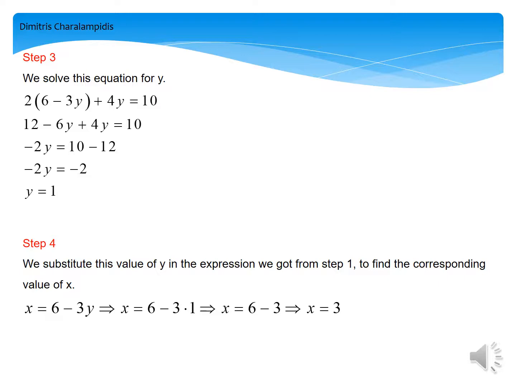In step 4, we must substitute this value of y in the expression we got from step 1 to find the corresponding value of x. Remember that the expression we got from step 1 was the one that was writing x in terms of y. It was x equals 6 minus 3y. And now, in this expression, we will substitute 1 in place of y. So we'll get that x equals 6 minus 3 times 1. Thus, x equals 6 minus 3. Thus, x equals 3.